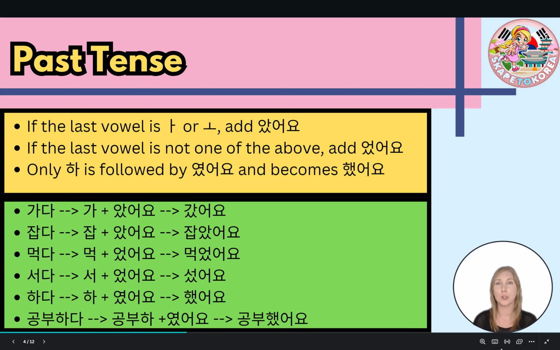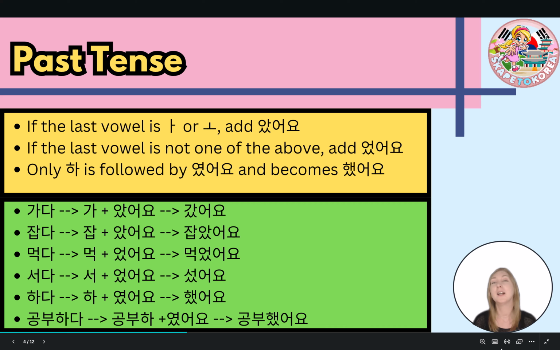And the next word is 잡다. So again, dropping 다 becomes 잡, which is to catch, 잡다. And then the last vowel there is a, but it's got the consonant. So we're adding 았어요, and it becomes 잡았어요. The next up, we have 먹다. And 먹다, after dropping the 다 off, the last vowel there is o. So it's the second rule that applies. So we're adding 었어요, and it just becomes 먹었어요. 서다, to stand, we drop the 다, we're left with 서. Now the last vowel there is o, so we're adding 었어요, and it becomes 섰어요.